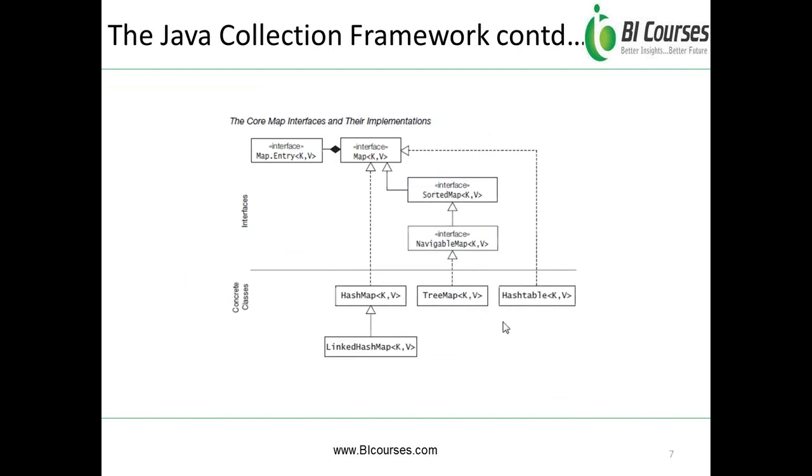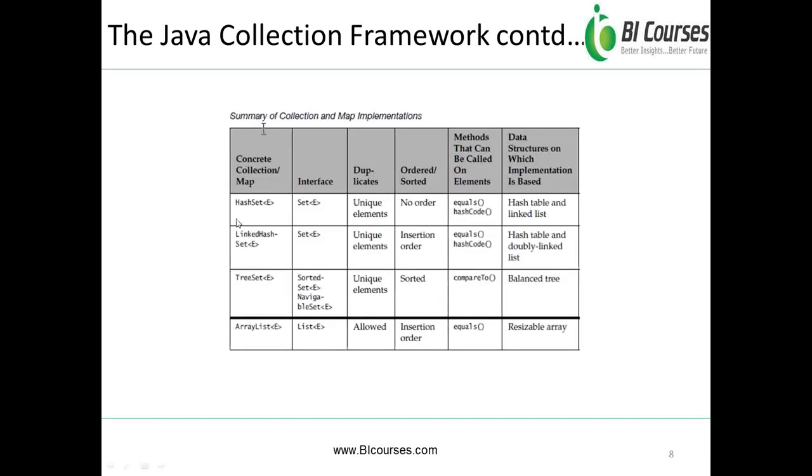Core map interfaces: map, hash map, tree map, hash table, linked hash map. So interfaces as well as concrete classes. Every concrete class has an interface, like hash set, which is implemented from the set interface, and it has unique elements, no order, equals and hash code. Linked hash set has unique elements and insertion order, it will follow the order, and set methods can be called on elements, equals and hash code.